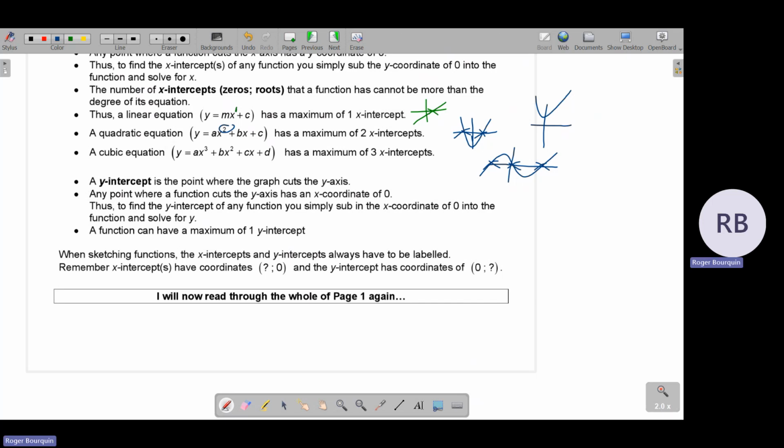A y-intercept is the point where the graph cuts the y-axis. Any point where a function cuts the y-axis has an x-coordinate of 0. Thus, to find the y-intercept of any function, you simply sub in the x-coordinate of 0 into the function and solve for y. A function can have a maximum of 1 y-intercept, otherwise it's not a function. We'll worry about that in matric.